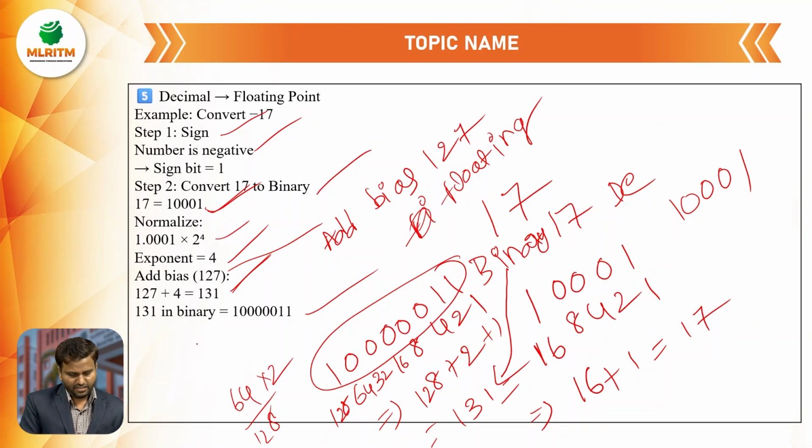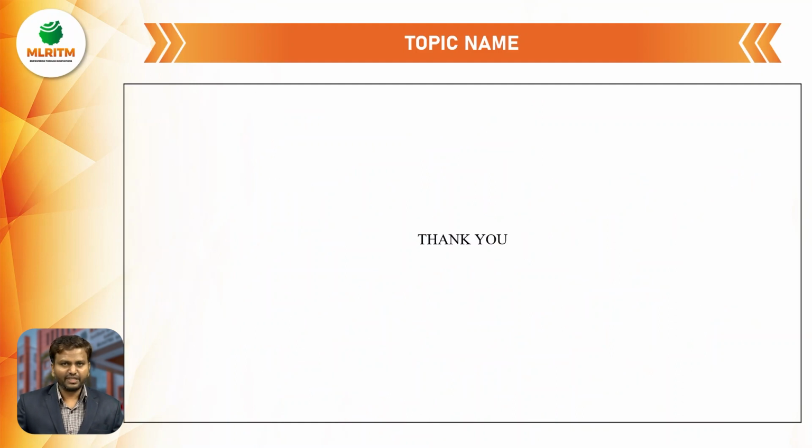So this is the conversion for 17. For converting 17, the result comes as 100000011. These are the floating point and fixed point representations. Thank you very much.